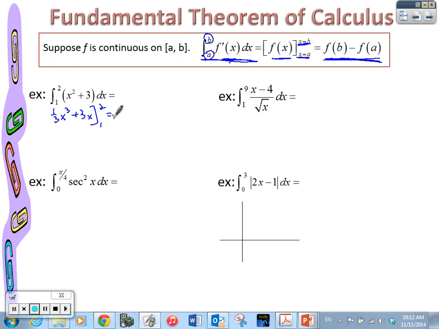Now we substitute in. I'm going to put the 2, f of 2, in. So 1/3 times 2 cubed plus 3 times 2, minus. Here's where we also can make a lot of arithmetic mistakes. We are subtracting this whole f of a, not just the first term, but the whole thing. So I would recommend that you put a bracket there so that you don't lose track. So I'm subtracting, and now I substitute a 1 in, and I get 1/3 plus 3.